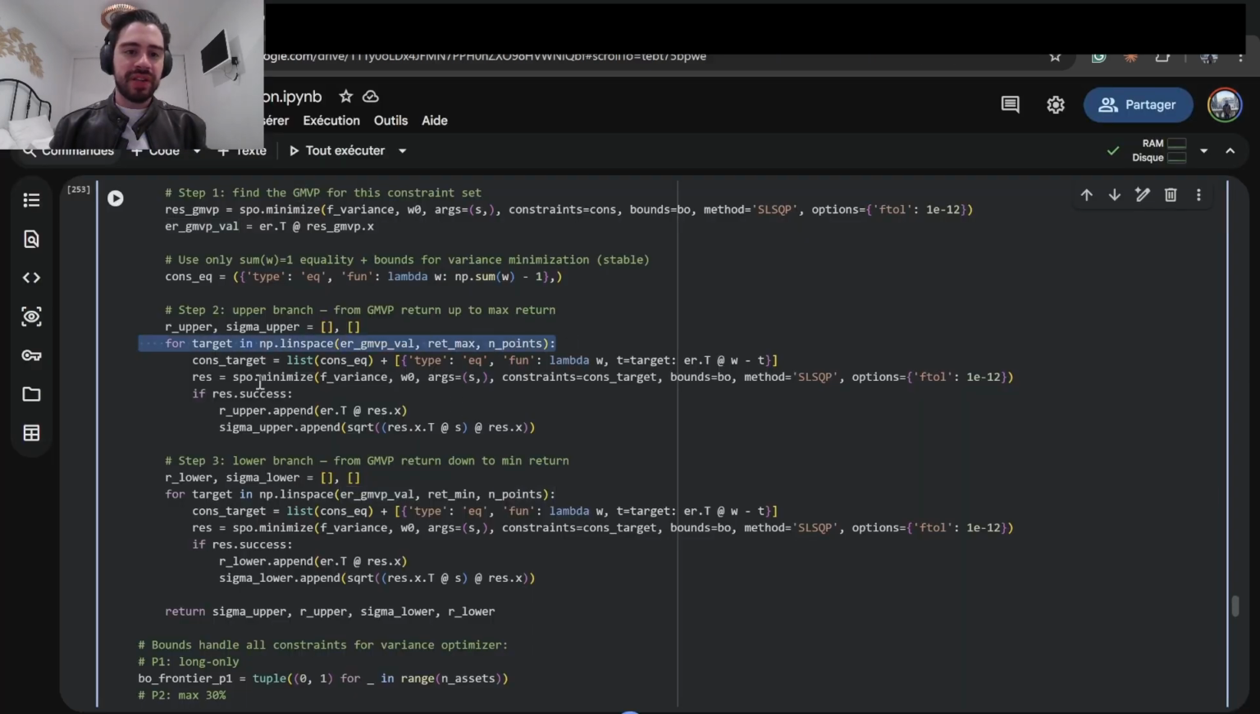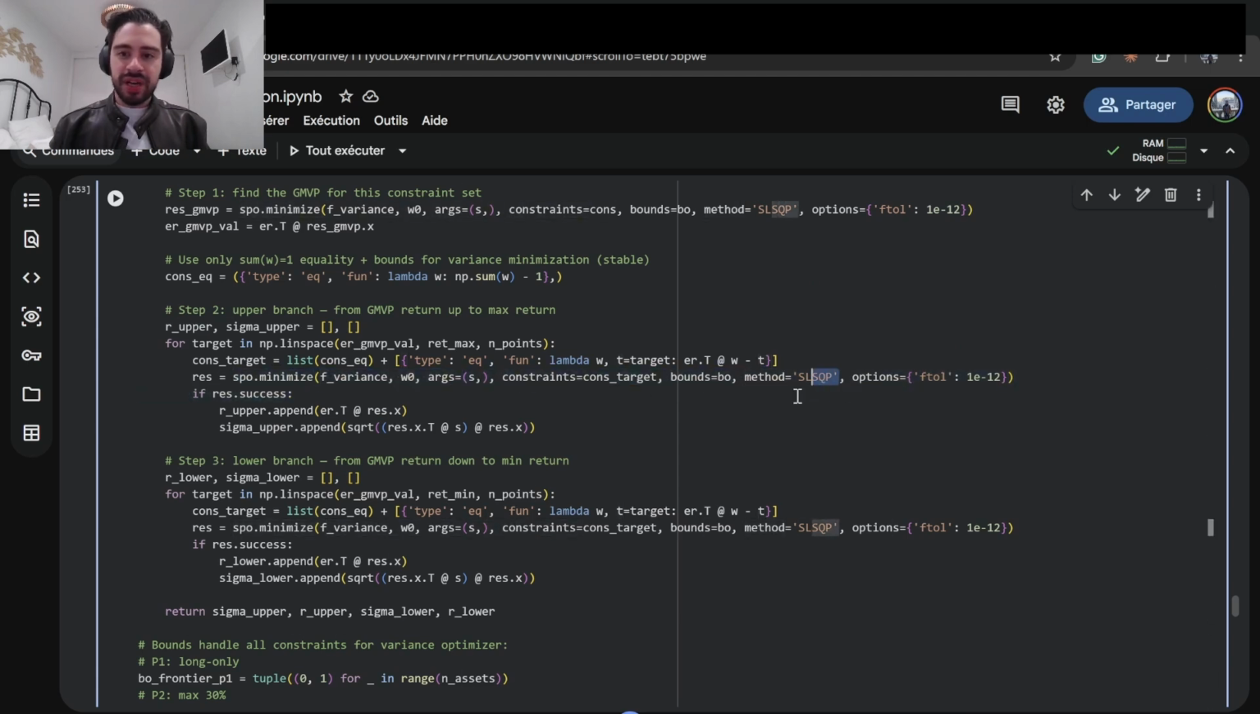And what is this function doing? For every return, I'm using SciPy minimize to get the lowest variance, and this is the target. This is an equality constraint, and I want all the results to be equal to t, and the t is a target return. I get a lot of different target returns, and for each target return I want to minimize the variance, and well, I'm minimizing this function.